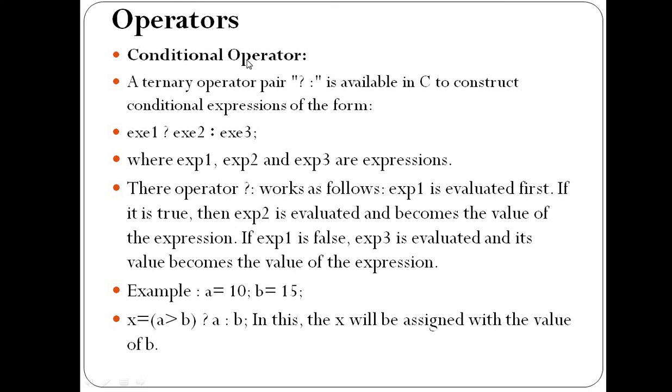Now the next operator is the conditional operator. The conditional operator is also called the ternary operator. It is a special type of operator in the C language because it uses the pair of symbols question mark and colon. To construct a conditional expression, it uses the basic syntax: expression 1 question mark expression 2 colon expression 3. So three expressions are compulsory for the conditional operator: expression 1, expression 2 and expression 3. So how do these operators work, question mark and colon, is as follows.